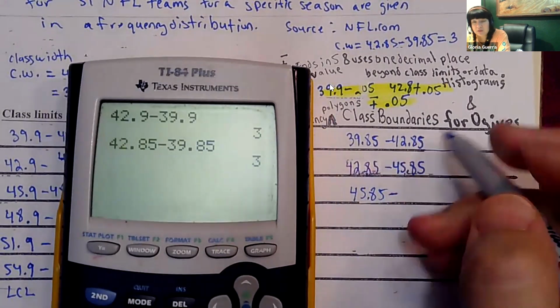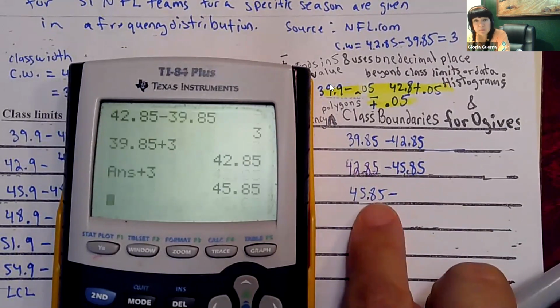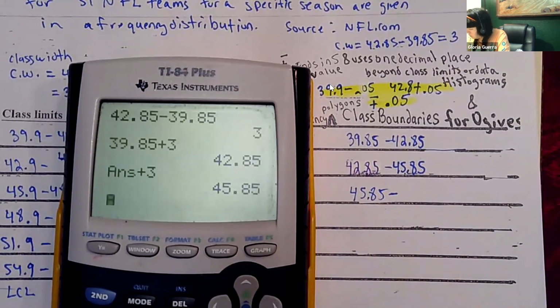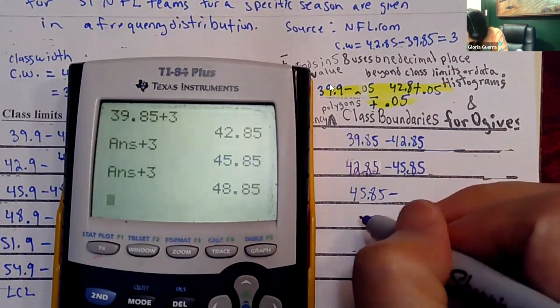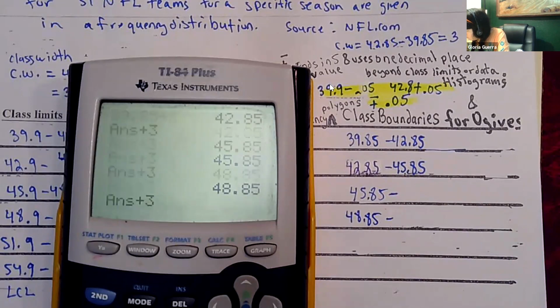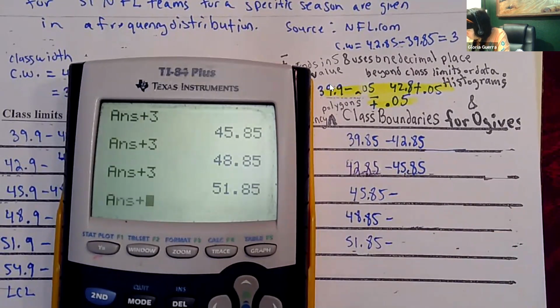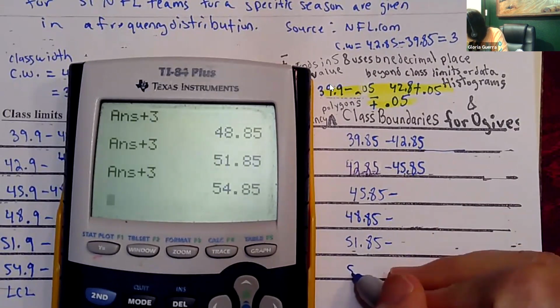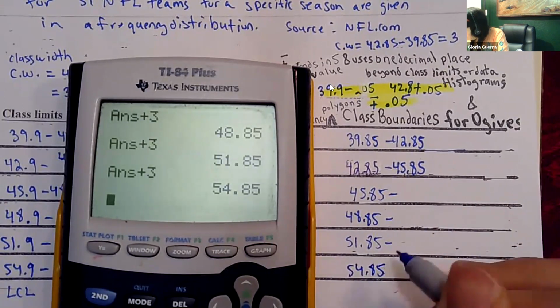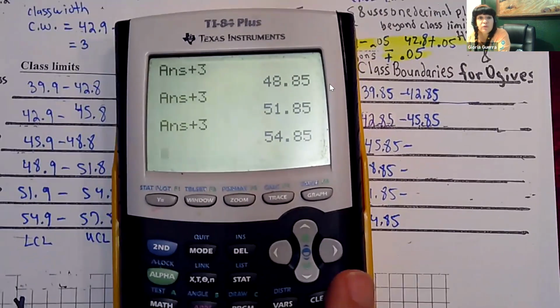So if I check this, see, 39.85 plus 3, 42.85 plus 3, see how that does, then plus 3, plus 3, plus 3. See, and that might be faster than doing the check for the last one.